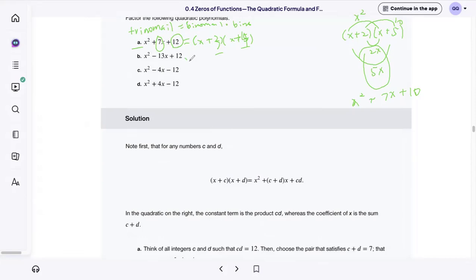All right, so let's do that for the B. Thinking about 2 numbers, in this case, the middle term is negative. So we need 2 negative factors, right?